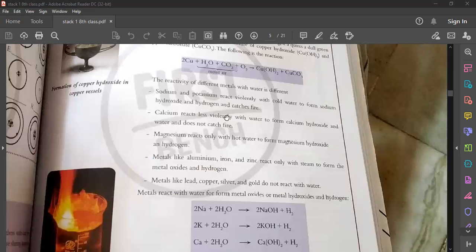Now tell me one by one. Sodium, potassium, calcium, magnesium, aluminium and iron, reaction with the water. Which one will react with cold water? Which one reacts with hot water, normal water, and steam?